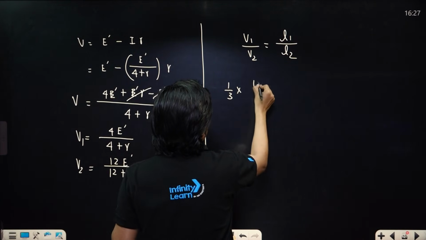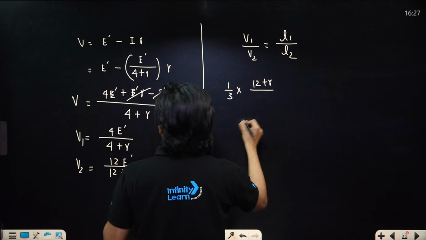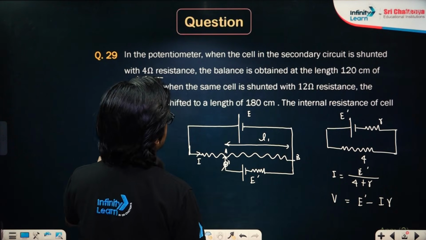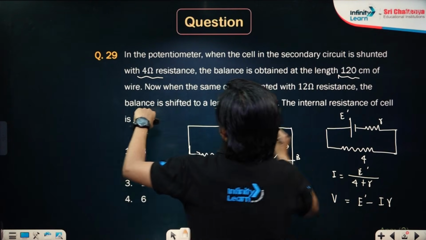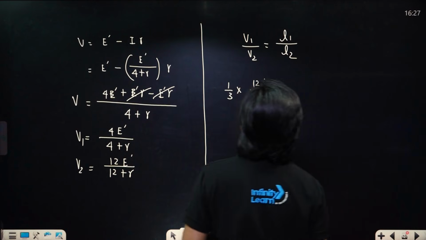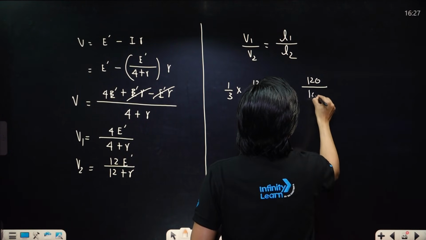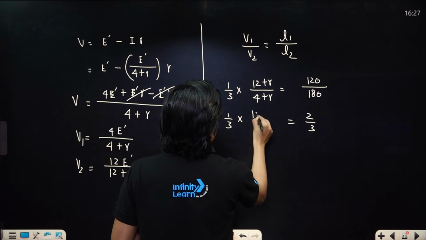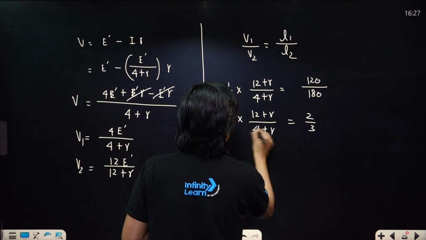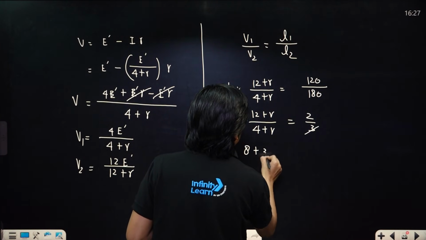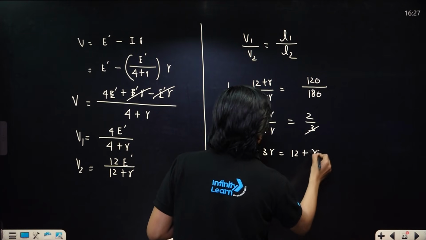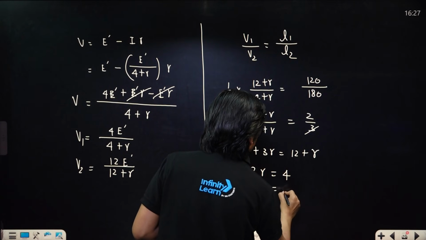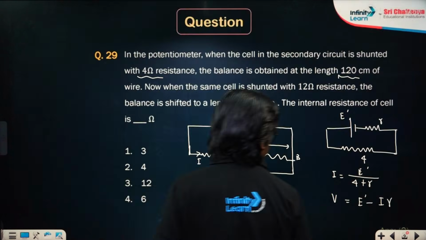I am skipping some steps. 12 plus r divided by 4 plus r, and it is equal to L1 by L2. L1 is 120 centimeter and L2 is 180 centimeter. So you can write 120 divided by 180. This is 2 by 3, equal to 1 by 3 into 12 plus small r divided by 4 plus small r. 3 and 3 cancelled out. 8 plus 3r is equal to 12 plus small r. Now you can get 2r is equal to 4 and r is equal to 2 ohm. So this is the internal resistance.